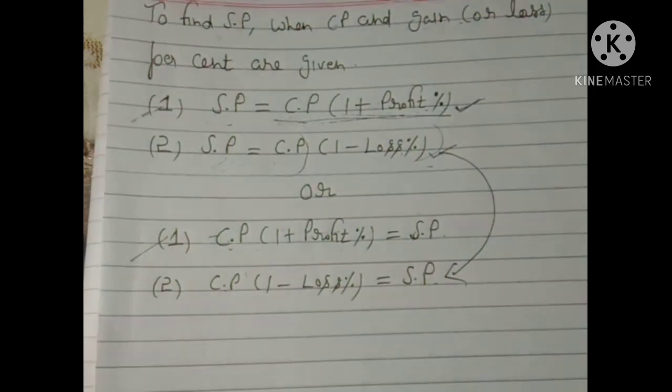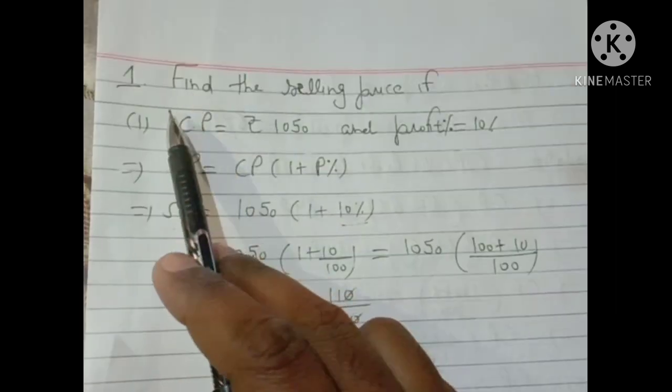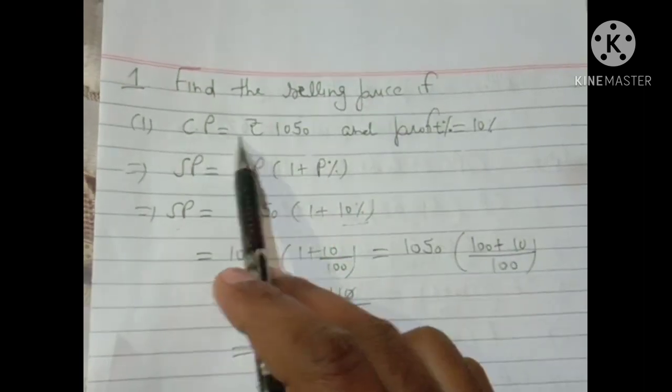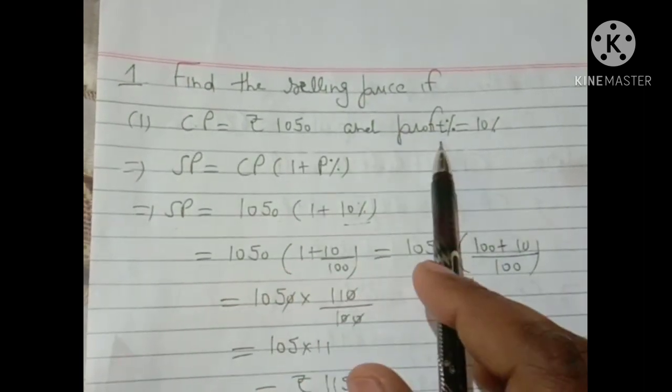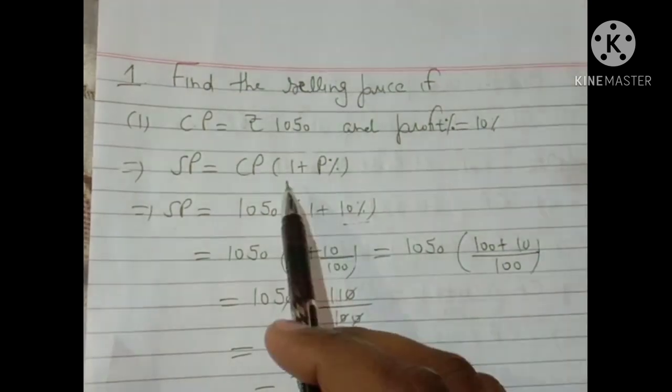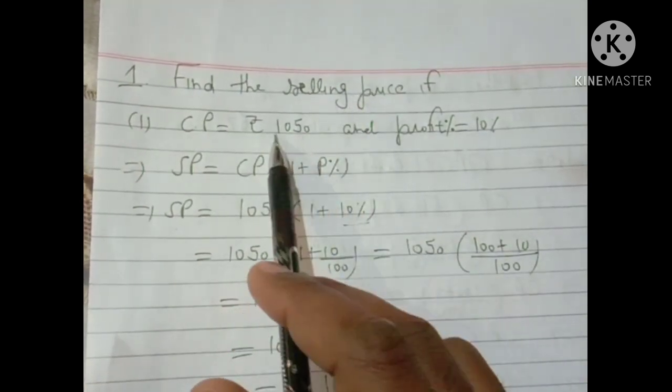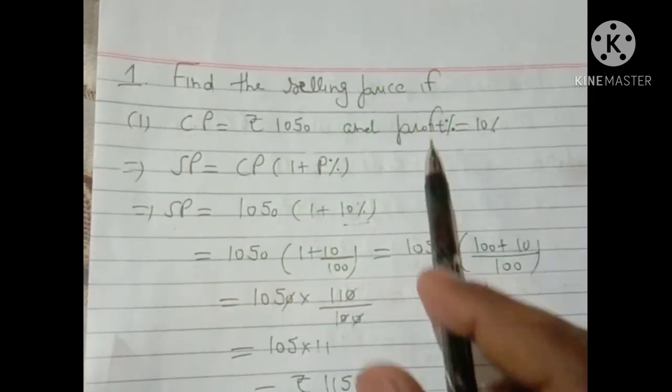When I explain some sums, you can easily understand this also. So now we are going to start the sums. See this one carefully. Okay, now see the first sum. In this sum: find the selling price if the cost price is rupees 1050 and the profit percentage is given to us. Here in this case we have to find the selling price, and the cost price and profit percentage are given to us.